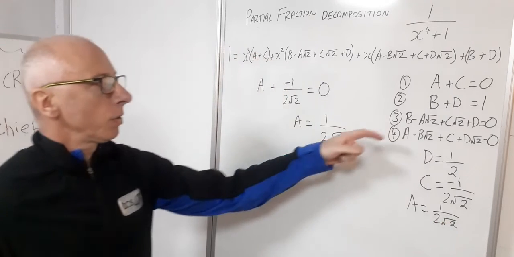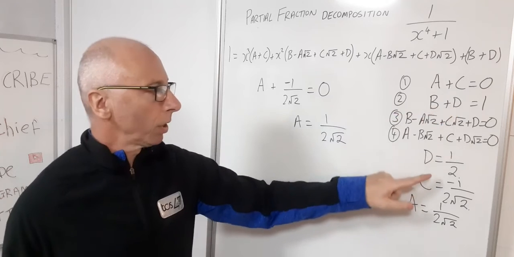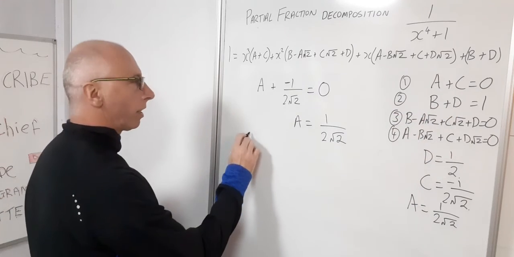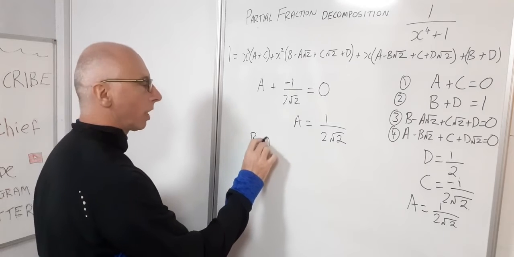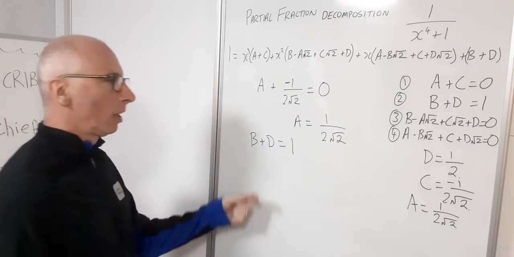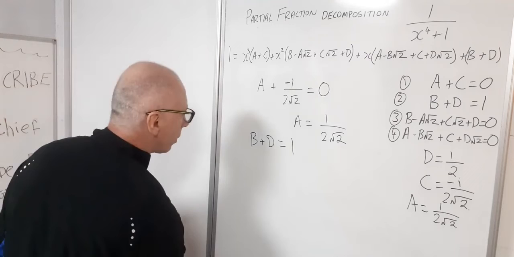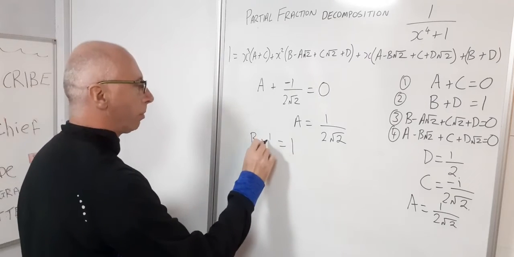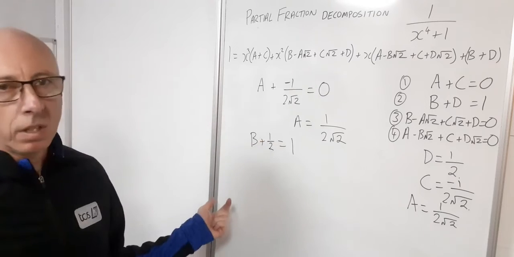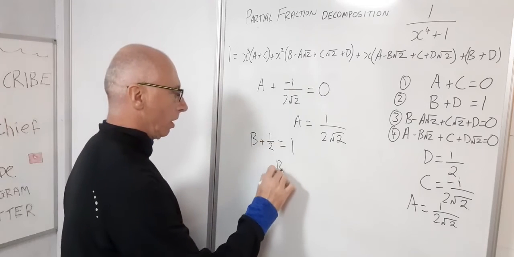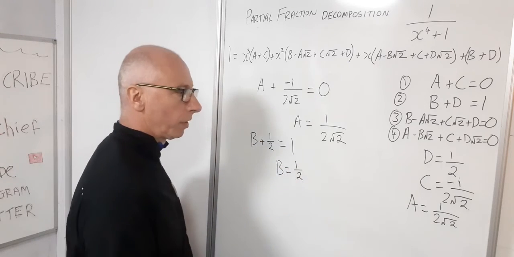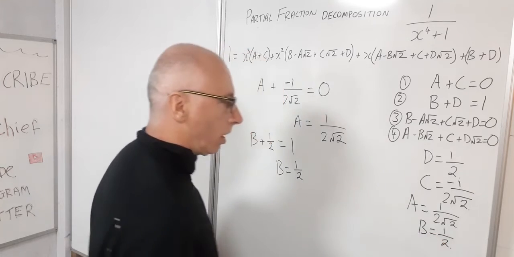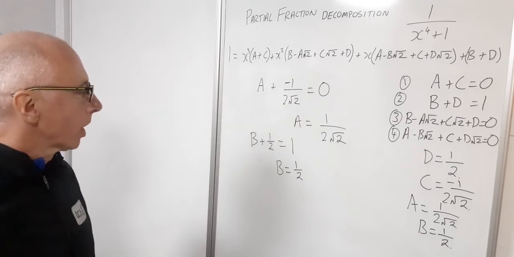And now do the same with my b and my d, because I think d is equal to 1/2. So let's just try that. So b plus d equals 1. My d is 1/2, so let's just plug that in there. So b plus 1/2 equals 1. So quite simply b equals 1/2. So let's write that in there. Okay.